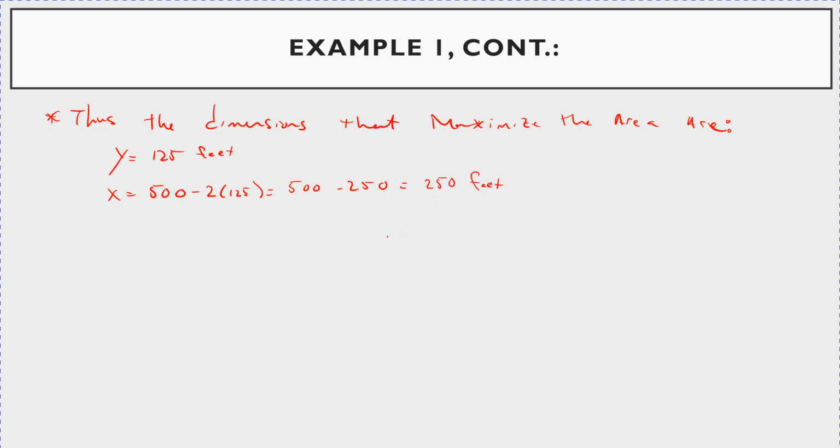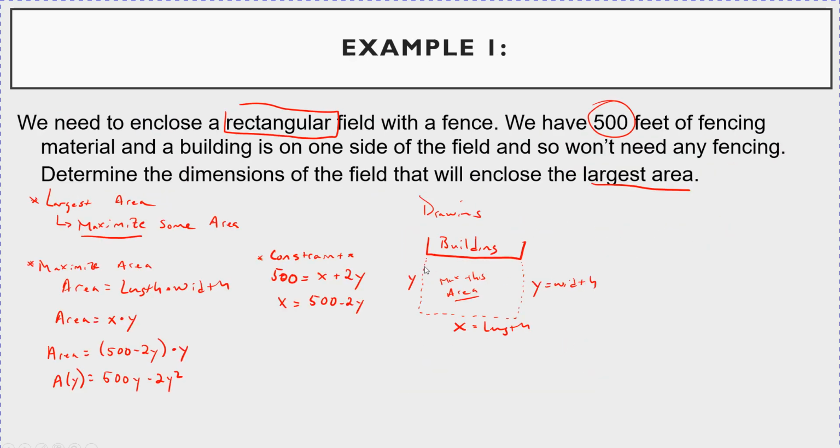So looking at just our building here, going back, we don't need the building, right? So the length here will be 250 feet. And each of the widths will be 125 feet. And if you look, you see that that adds up. 125 plus 125 plus 250 adds up to that 500 feet. So you're using all the fencing, okay? And you're maximizing the area. So there's no other dimensions you could pick. Literally no other dimensions you could pick that would maximize the area here.